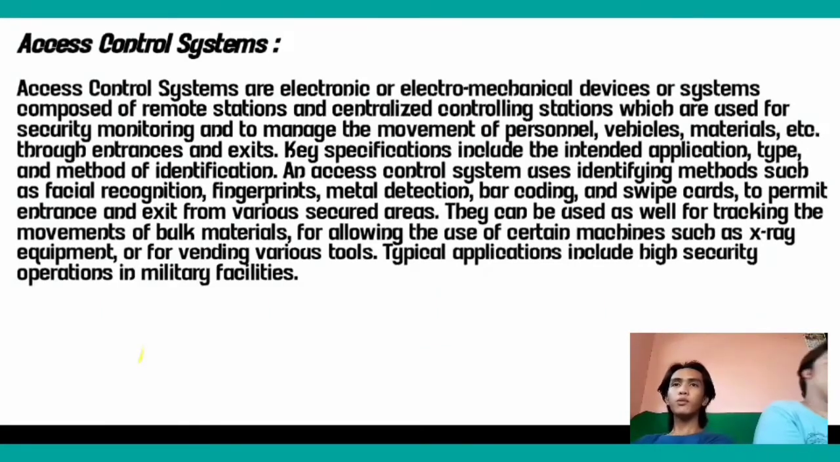Types of control device and controllers device. Access control systems. Access control systems are electromechanical devices or systems composed of remote stations and centralized controlling stations which are used for access control. Controllers are sometimes called batch controllers for their ability to accurately control different ingredients in a chemical batching process, for instance.